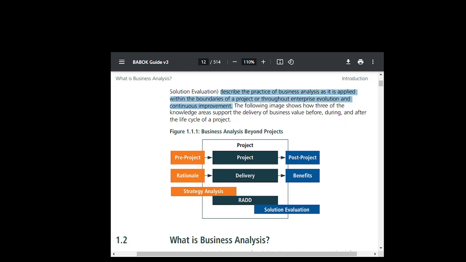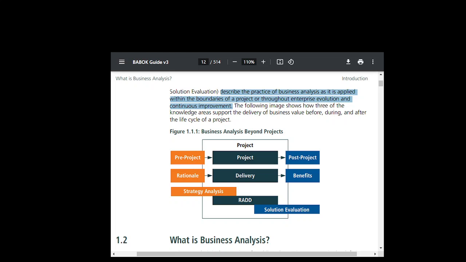So it tells you that the 6 knowledge areas of the BABOK Guide describe the practice. 1, the practice of business analysis as it is applied within the boundaries of a project. So it tells you this is the practice. This is how it is when you are applying business analysis within the boundary of a project. Okay? Or throughout enterprise evolution, that is throughout changes in an enterprise, and continuous improvement.